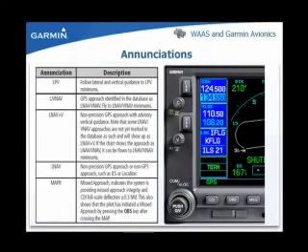The approach enunciations are shown in the lower left corner of the display. Appropriate enunciations are shown for each type of approach, such as LNAV, LNAV plus V, and LPV. Review the pilot's guide for all of the enunciations provided by the WAAS units.